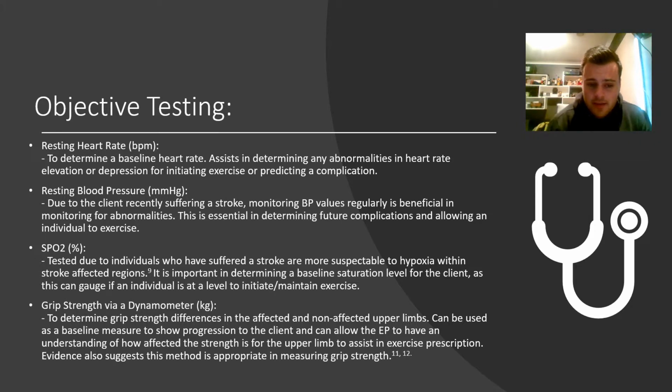A grip strength test was then taken. This was undertaken via a dynamometer. This was undertaken to see the grip strength differences in the affected and non-affected upper limbs. This can be used as a baseline measure to show progression to the client and can allow the EP to have an understanding of how the strength is in the upper limbs to assist in exercise prescription.